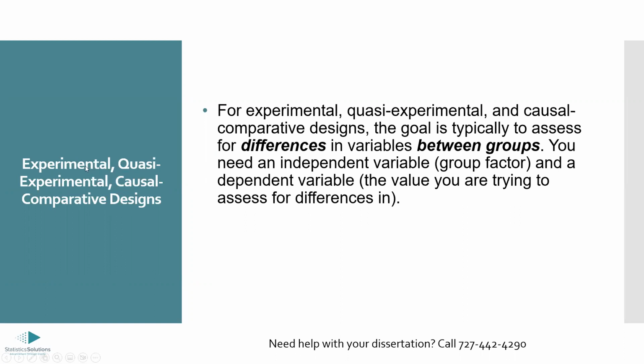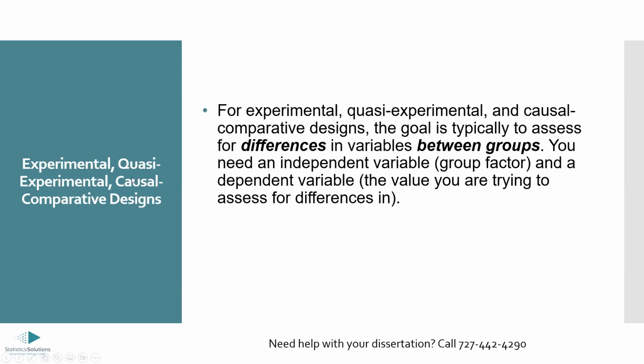But a true experimental design involves having treatment and control groups, and then doing a pre-test and a post-test. And you have random assignment of people into those groups. Quasi-experimental and causal comparative don't necessarily need to have random assignment, and group placement doesn't have to be done manually.